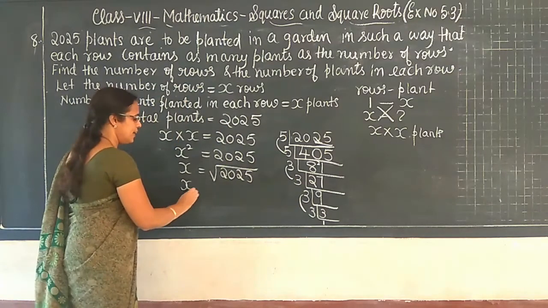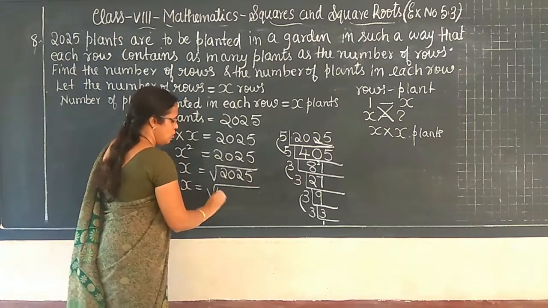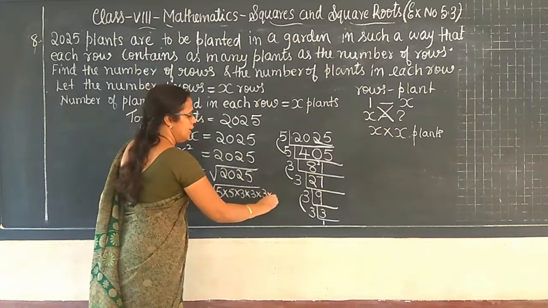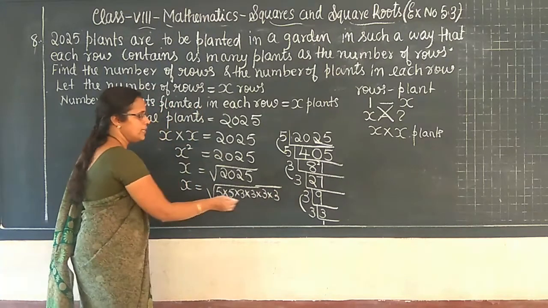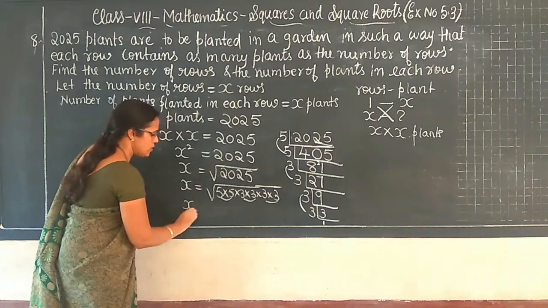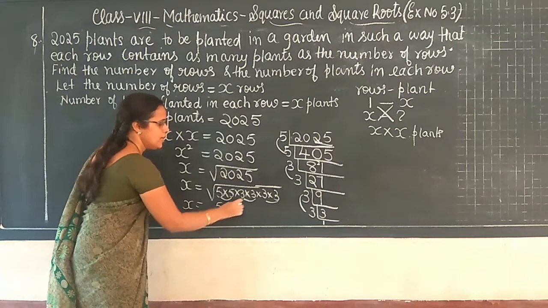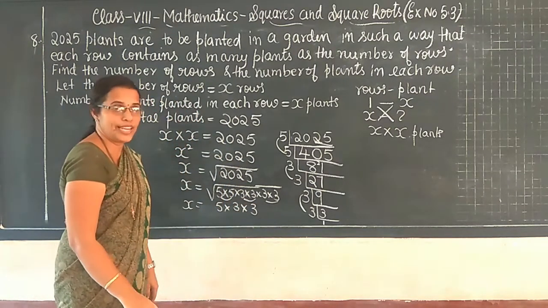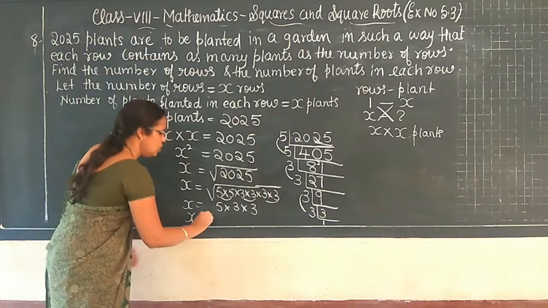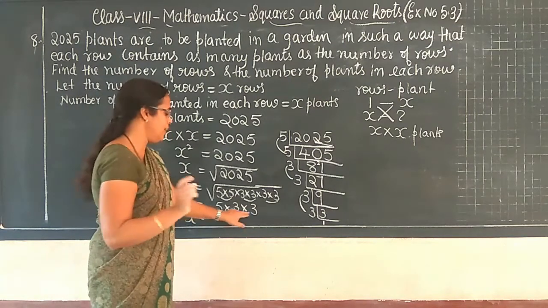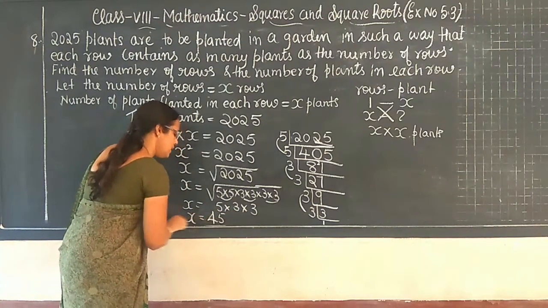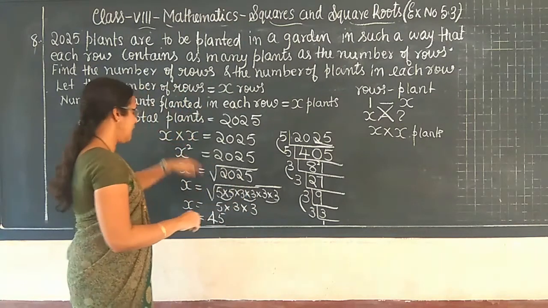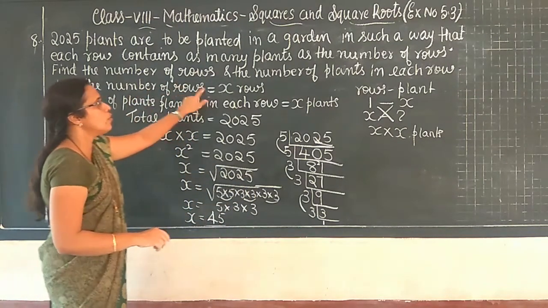So now it can be written as x is equal to 5 into 5, 3 into 3, 3 into 3. See, all partners are there, so you can write it once. 5 write one time, 3 write one time, 3 write one time. This is taking the square root. 5 3s are 15, 15 3s are 45. How many? X means who? Number of rows. X rows.